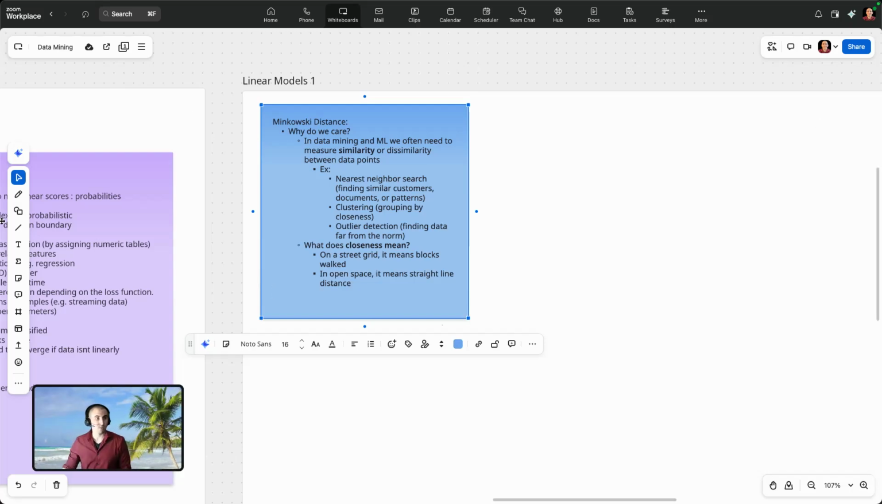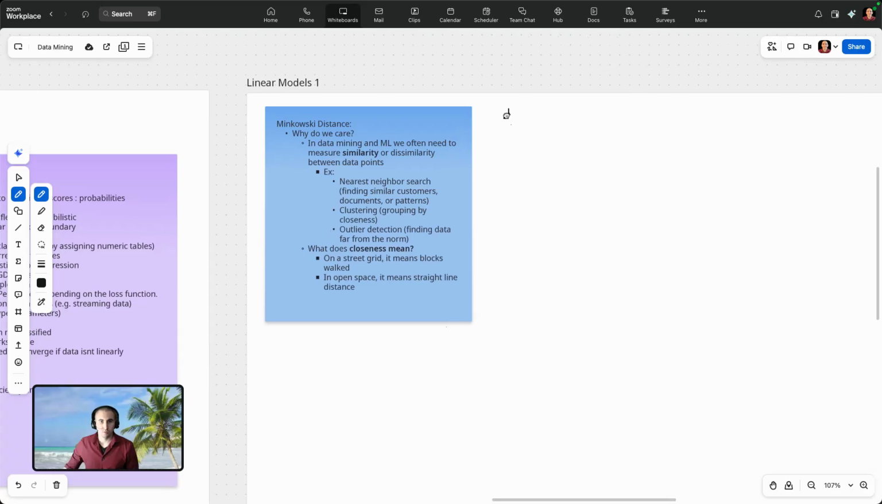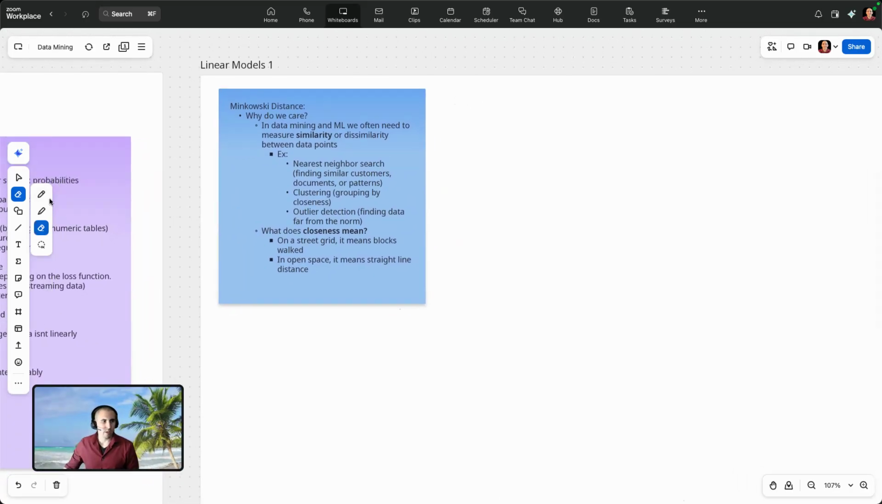So we can go over the Minkowski distance formula here. So d of x, y is equal to, right, the distance between x and y is equal to the summation from k equals 1 to n of the absolute value of x_k minus y_k, to the r, all to the 1 divided by r.